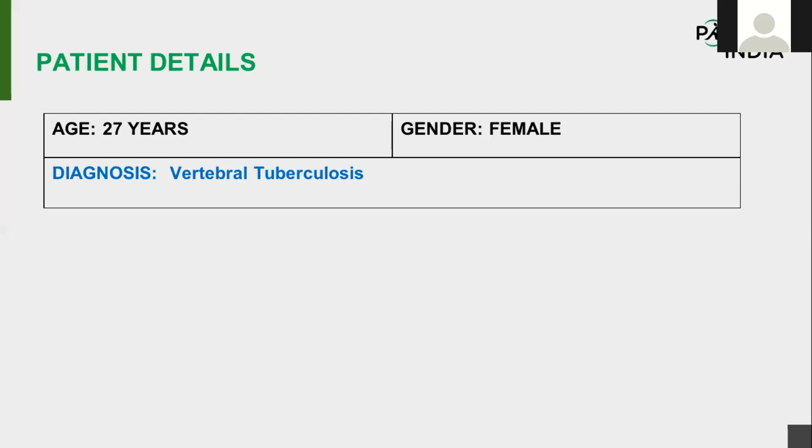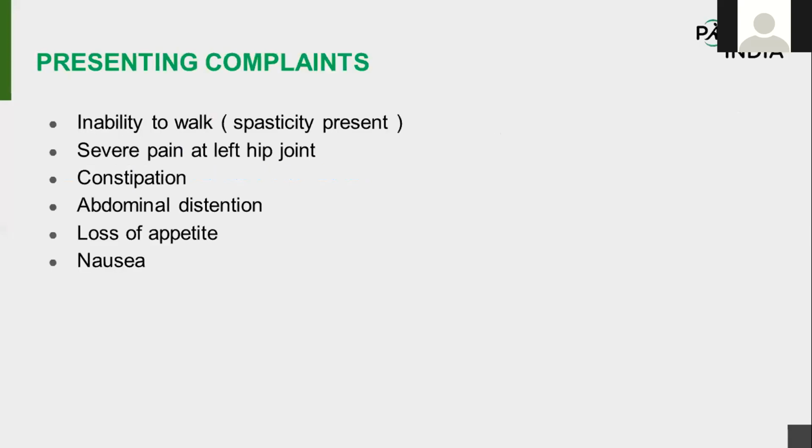So talking about the patient detail, my patient is a 27-year-old female who is diagnosed with vertebral tuberculosis. During the time of admission, the patient presented with complaints like inability to walk, with spasticity in the lower limb and severe pain at the left hip joint, constipation, abdominal distension, loss of appetite, and nausea.